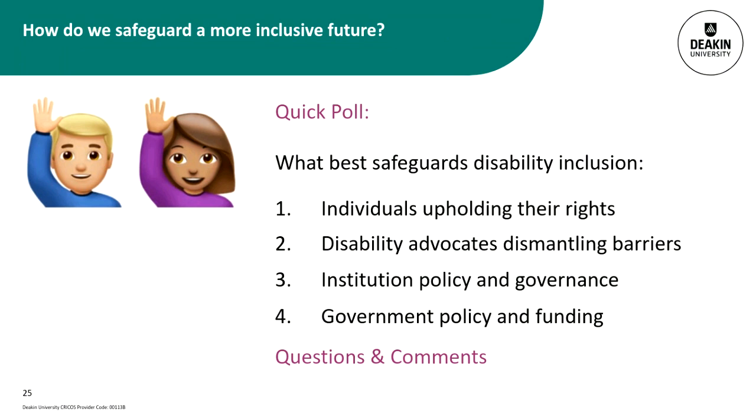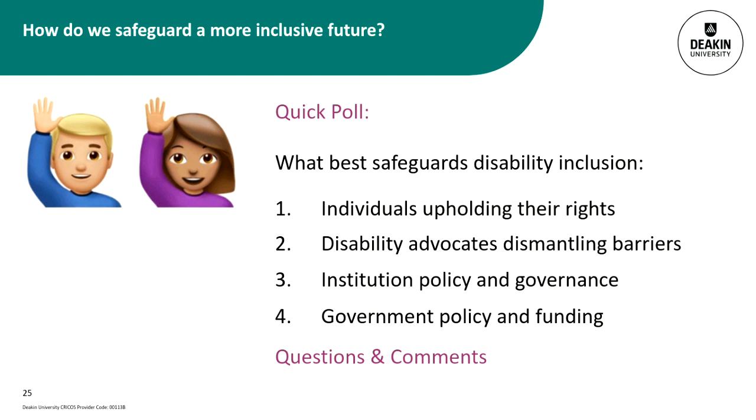That gets us to our final poll in today's session, and that's just to ask you, what is the best way of safeguarding disability inclusion? Do you think it's about really supporting students in their individual agency to use the legal protections they have to uphold their rights? Do you think it's about really supporting our disability advocates to dismantle the barriers that might be evident in the system? Do you think it's about institution policy and governance, or is it about the higher level government policy and funding? Obviously, all these things should be happening in parallel, but I'm just asking you, which of these things do you think is the most important to safeguarding inclusion for a more inclusive future for students with disabilities?